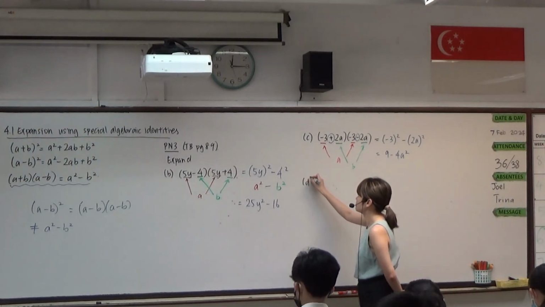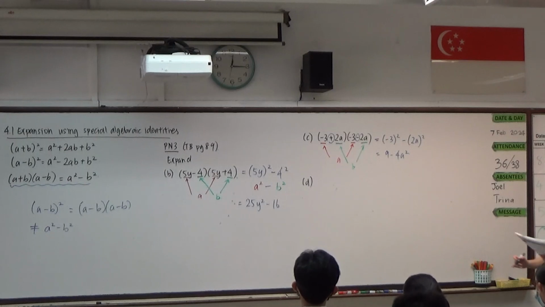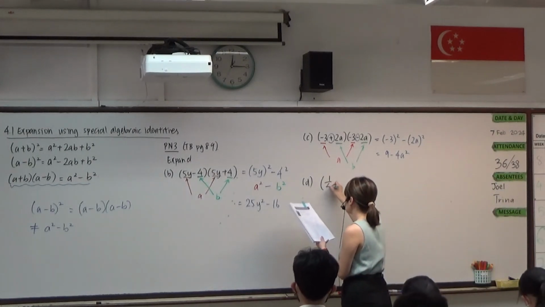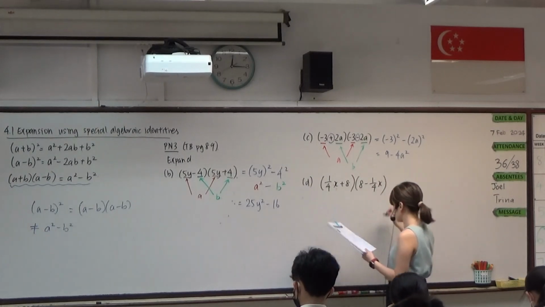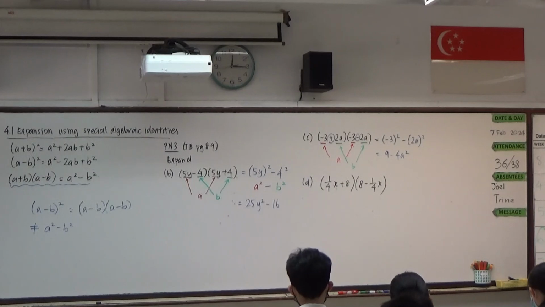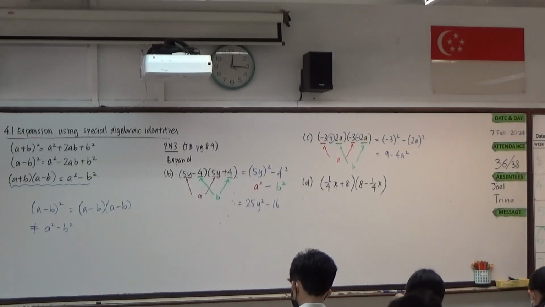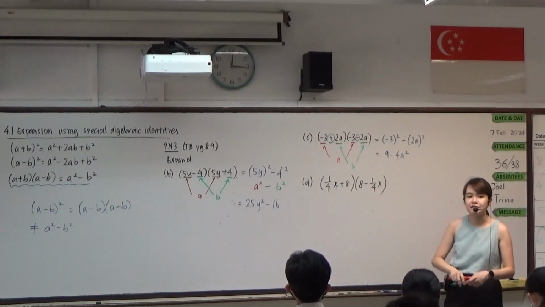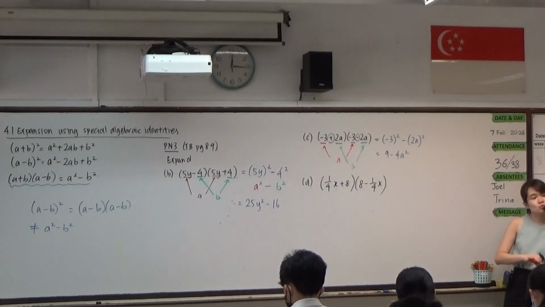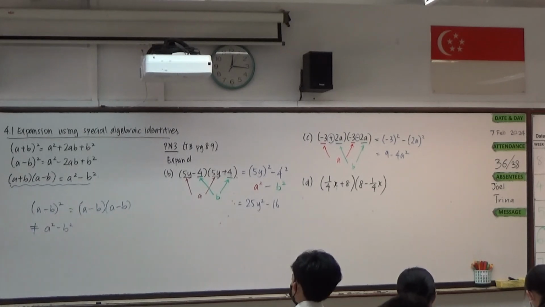Right, and then part D: 1/4 x plus 8 and then 8 minus 1/4 x. Again, we ask ourselves, what is A and what is B in this case? We follow the rule earlier on, A must be the number on the left side, right? But then in this case, it's different. Then what can we do? Let's take the points first.